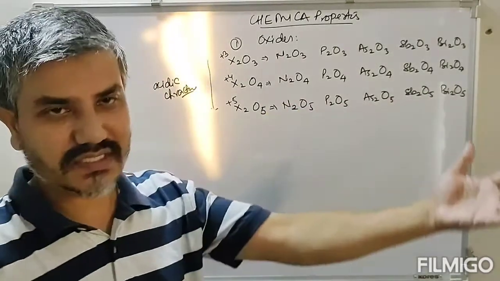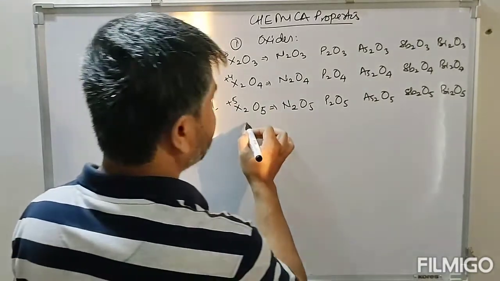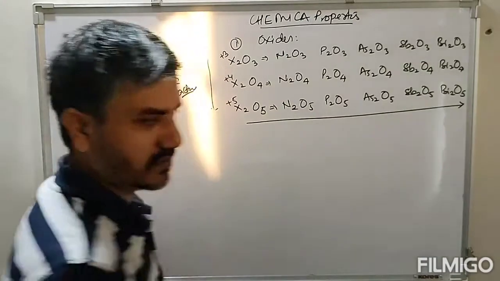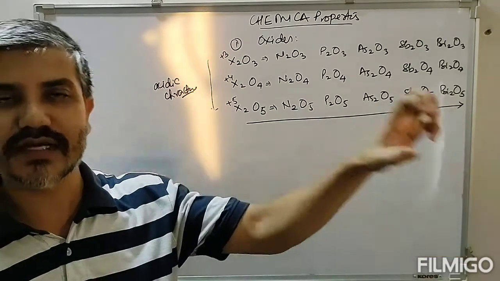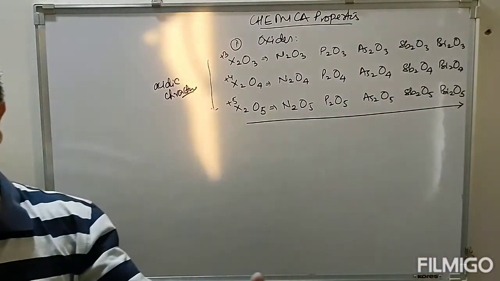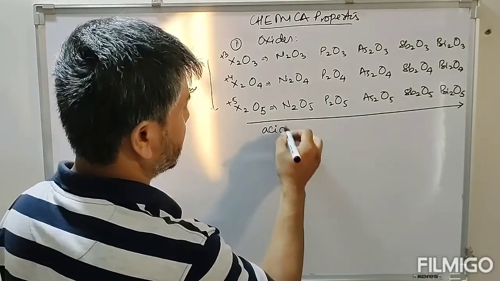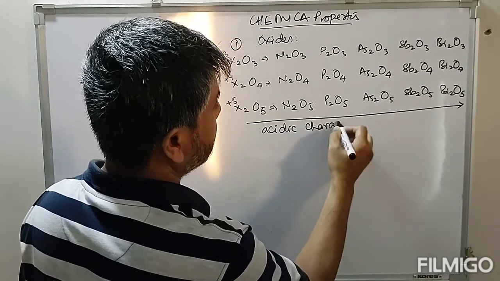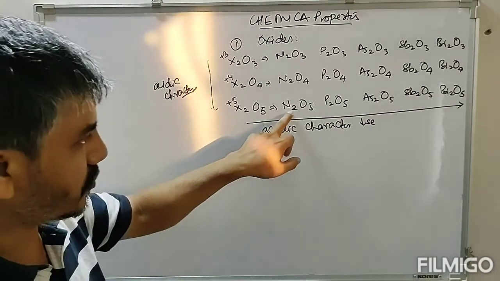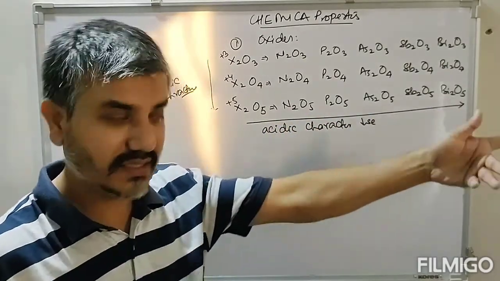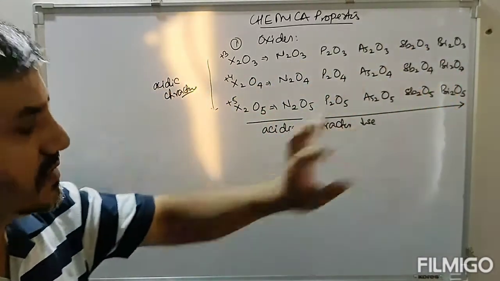Now take any particular series, E2O3 or E2O5. In any series moving from nitrogen to bismuth, that is moving down the group, electronegativity decreases or the metallic character increases. As the electronegativity decreases, the acidic character decreases. So in this series, N2O5 is the strongest acid, Bi2O5 is the least acidic. Similarly, N2O3 is the strongest acid, Bi2O3 is the least acidic.